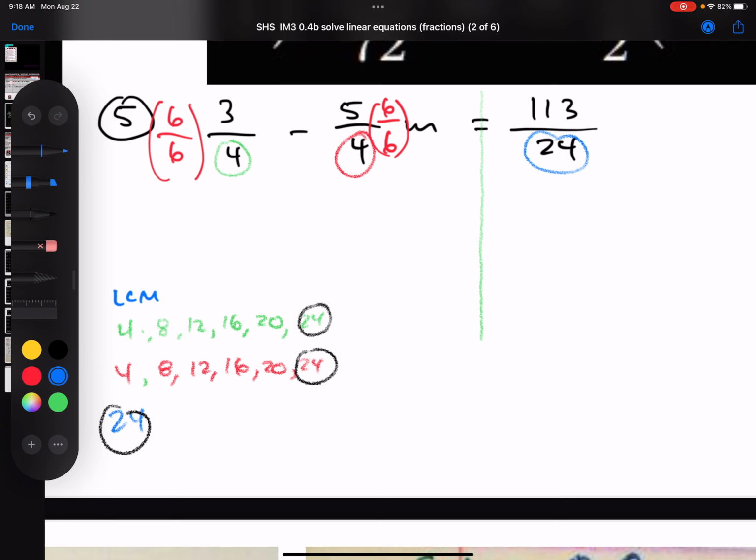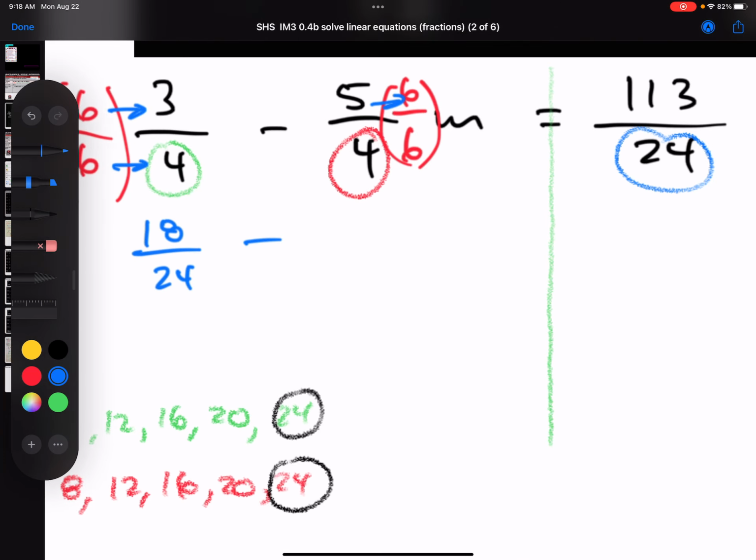Okay, so what do we get? Multiply across. Class, 6 times 3. 6 times 4. 6 times 5. 4 times 6.